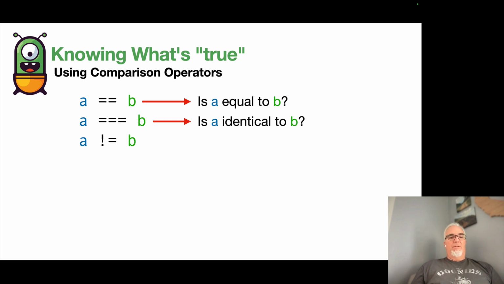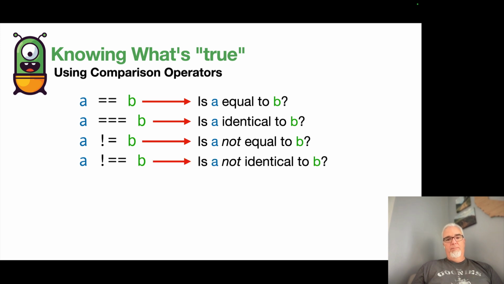Another comparison operator that we need to be aware of is this one, which is saying, is A not equal to B? So it's the opposite of is A equal to B. It's an exclamation point and an equal sign. We also have the identical equivalent. So we're saying, is A not identical to B?